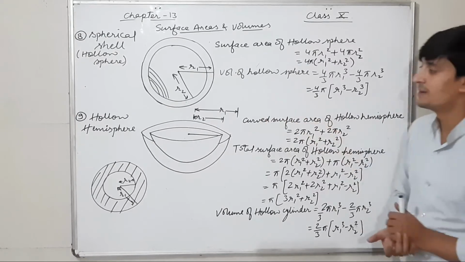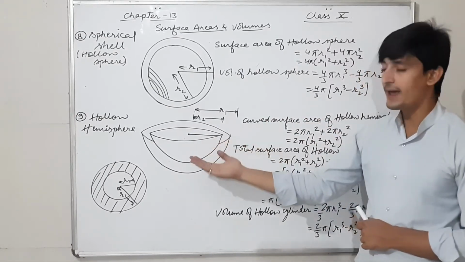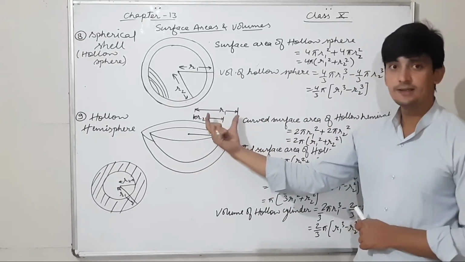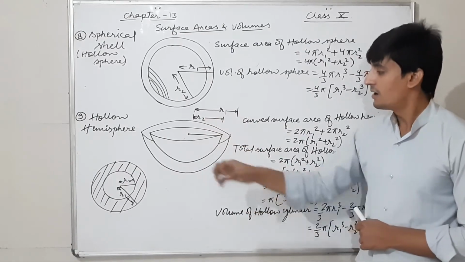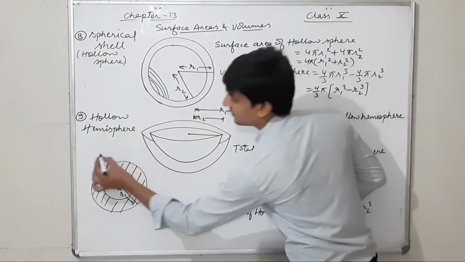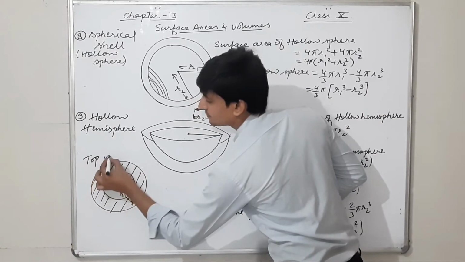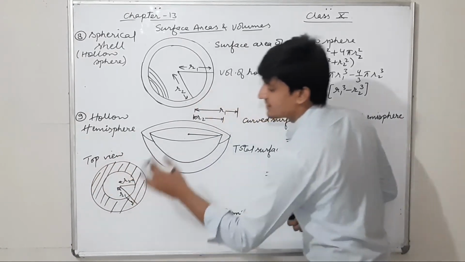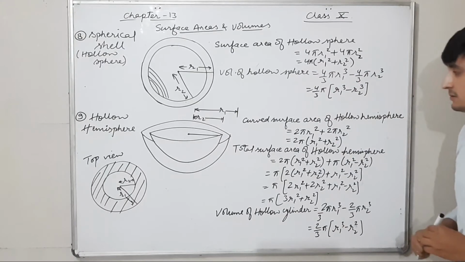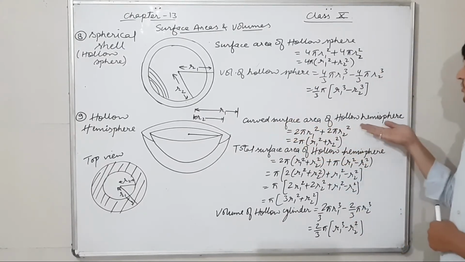Now next we have hollow hemisphere. You can see the diagram of a hollow hemisphere. Outer radius r1 and inner radius r2. Looking at the top, we get concentric circles.